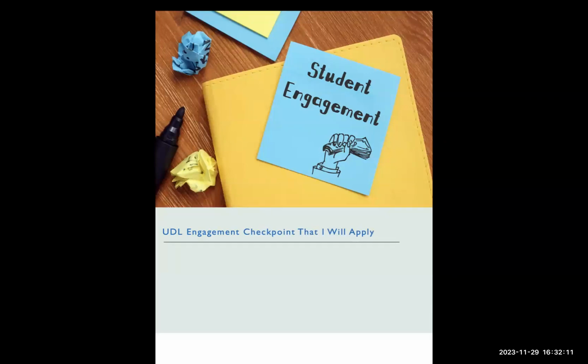The UDL checkpoint that I'm going to apply is 7.1, optimize relevancy, value, and authenticity. This checkpoint will provide learners with autonomy in selecting the modality of how they would like to submit the 3 course assignments, as well as all the other calculations that are done in this course.